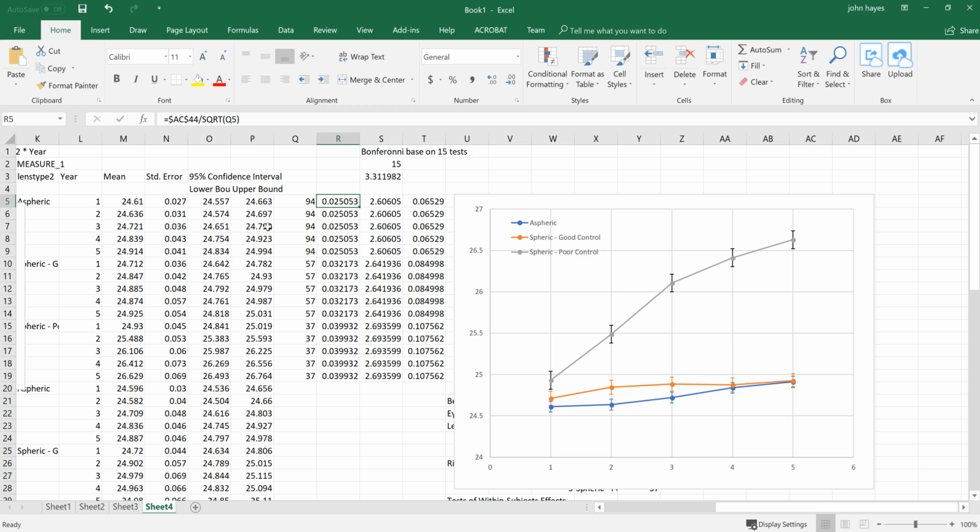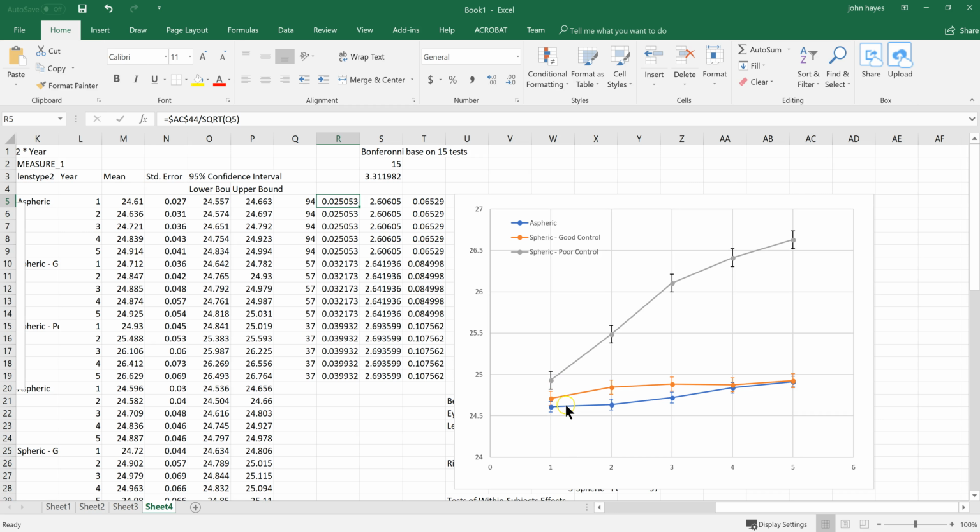Now, how do we do a Bonferroni correction? Okay, well, I'm saying that there are 15 comparisons. Really, there's probably 10 Bonferroni corrections. Well, no, I take that back. 15. We're comparing blue to orange, blue to gray, orange to gray, and we do this 5 times, one for each year. So these confidence intervals are comparing lens type at each year.